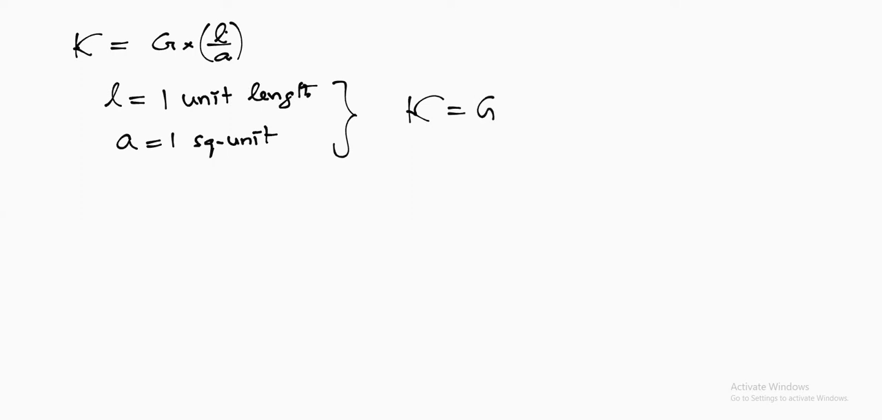What is meant by that? Kappa, or conductivity, is nothing but the conductance offered by the solution present between two electrodes which are separated by 1 unit length, and the area of cross section between the electrodes is 1 square unit. Okay, take note. So what is specific conductance?